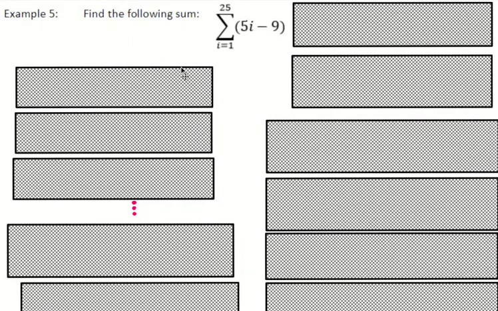Anyway, one more example. Find the following sum, and it's given in sigma notation. So we want to find the sum from 1 to 25 of 5i minus 9. Okay, now 1 to 25. If you're thinking that we're going to do this by hand and manually find all 25 terms and add them up the long way, I guess that wouldn't be the worst thing in the world, but bad enough. Like, we are not going to do that.